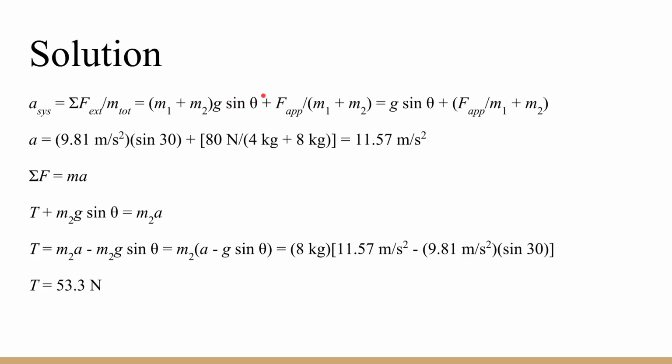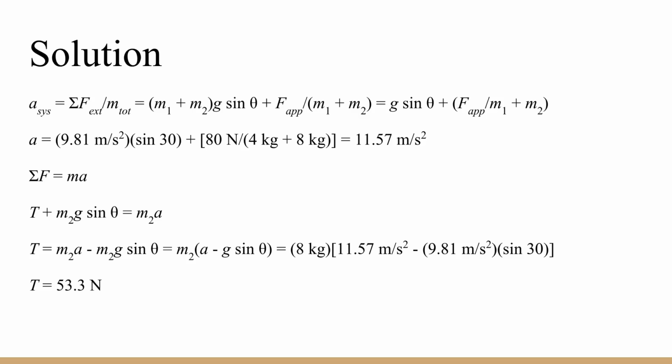Then we're going to add the applied force of 80 newtons, so F applied or F app, divided by m1 plus m2, the total mass. So you could separate and cancel, so that equals g sine theta plus the applied force divided by m1 plus m2, and we can get the acceleration equals 9.81 meters per second squared times the sine of 30 degrees plus 80 newtons divided by the total mass, 4 kilograms plus 8 kilograms, and that equals 11.57 meters per second squared.